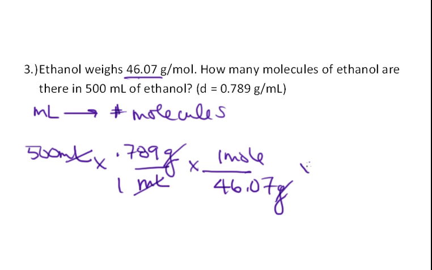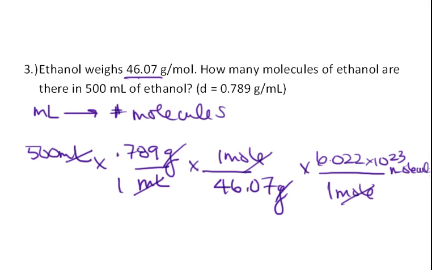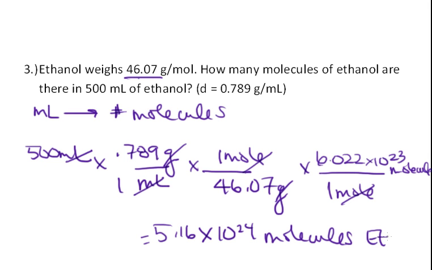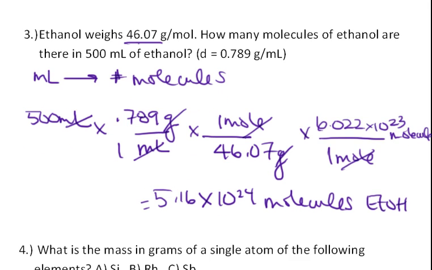Grams are gone. Now if you get rid of moles to get molecules, we use Avogadro's number. 1 mole. Moles cancel. Now we're in units of molecules, which is what we want. And that gives you 5.16 times 10 to the 24 molecules of ethanol, EtOH.